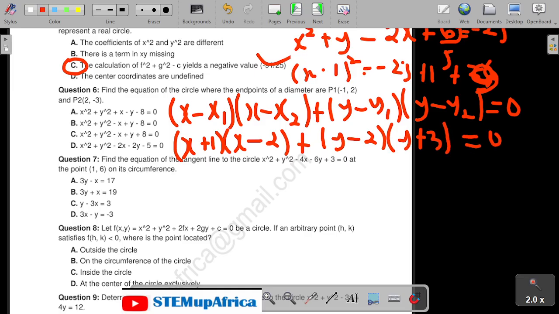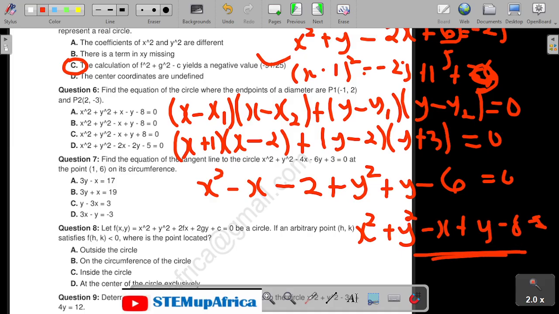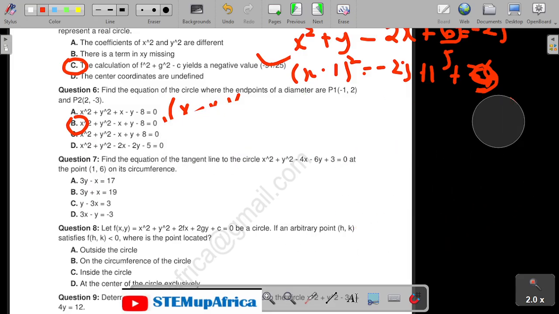So if we expand, what will we have? I'm going to have x squared minus x minus 2, y squared plus y minus 6 equals 0. So I'm having x squared plus y squared minus x plus y minus 8 equals 0, which is option B. So let's look at question 7.